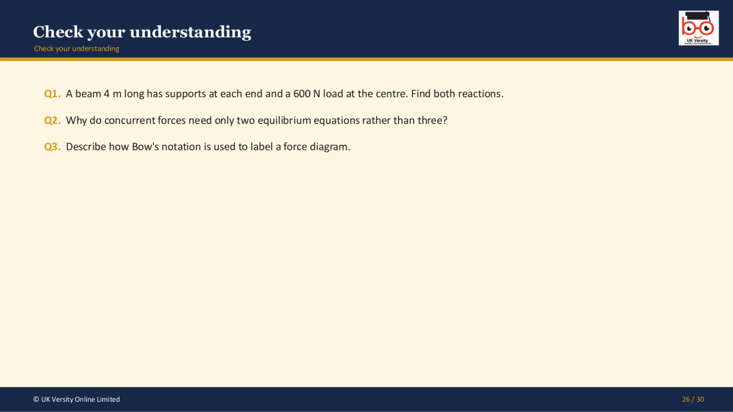Another quick check. First, a beam 4 meters long has a support at each end and a 600 Newton load right in the middle. Can you find both reactions? Second, why do concurrent forces need only 2 equilibrium equations rather than 3? And third, can you describe how Bow's notation is used to label a force diagram? Take a moment with each before moving on.